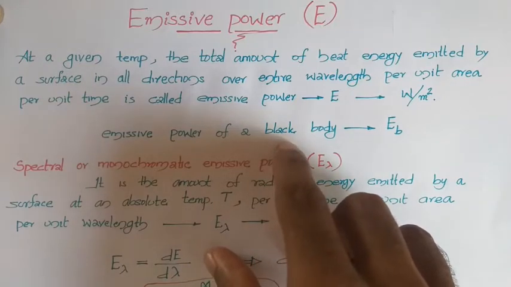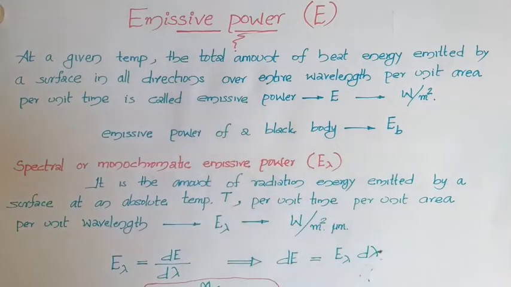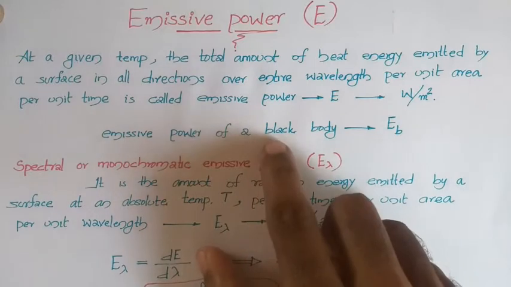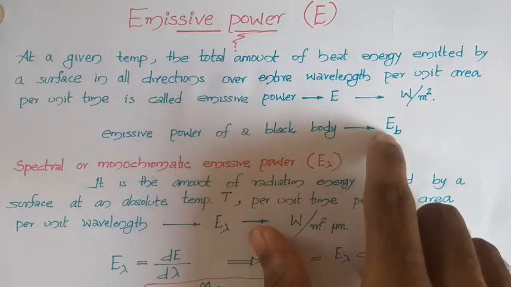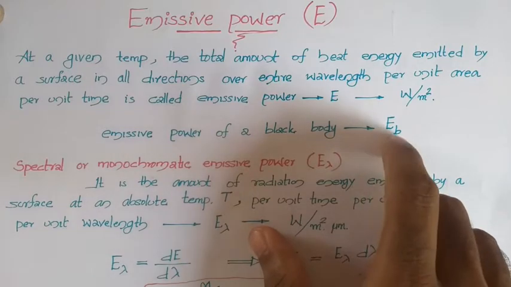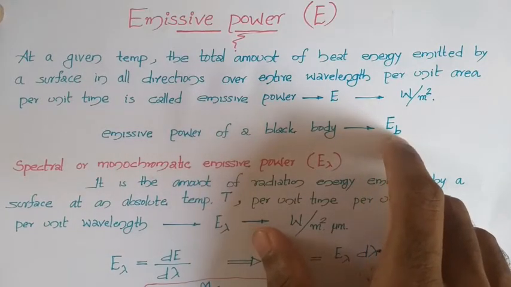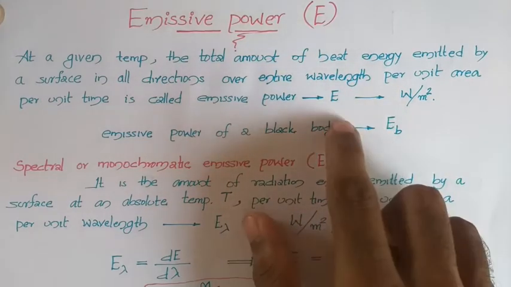And we have mentioned what a black body is in the last video. It is a body which absorbs all the radiation falling on it. That means absorptivity alpha equals 1 for a black body. So if you are considering a black body, the emissive power of the black body will be represented by capital E suffix B. And we know that this radiation energy depends upon wavelength and direction.